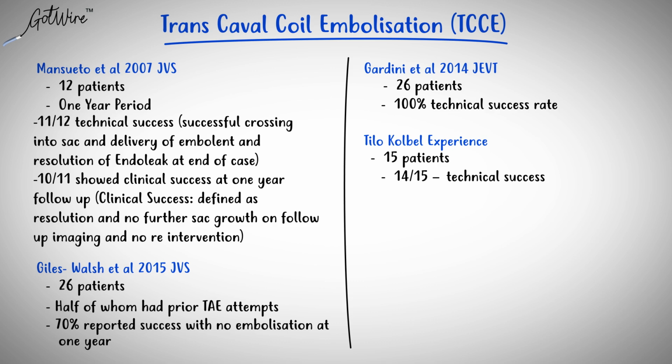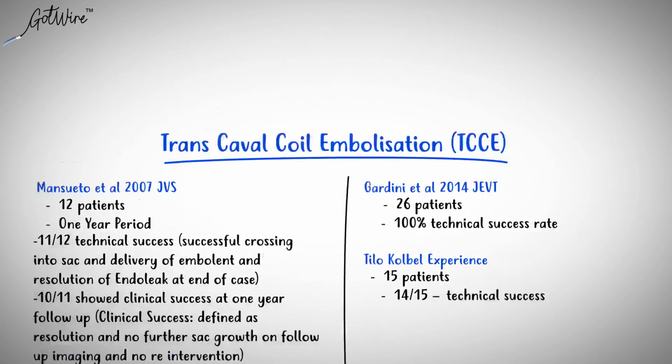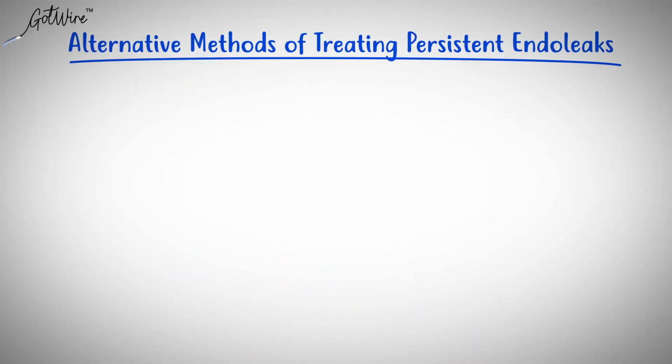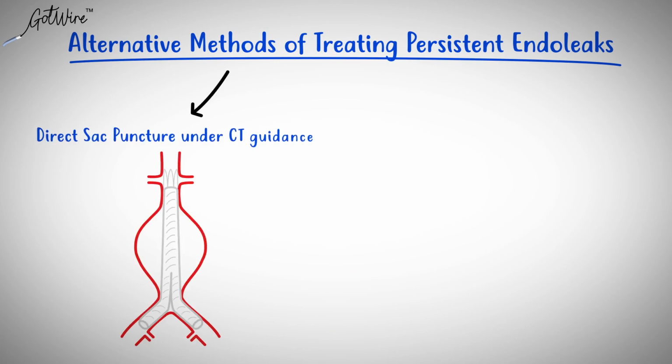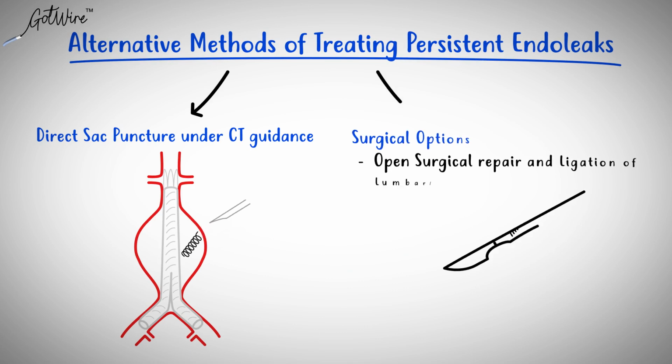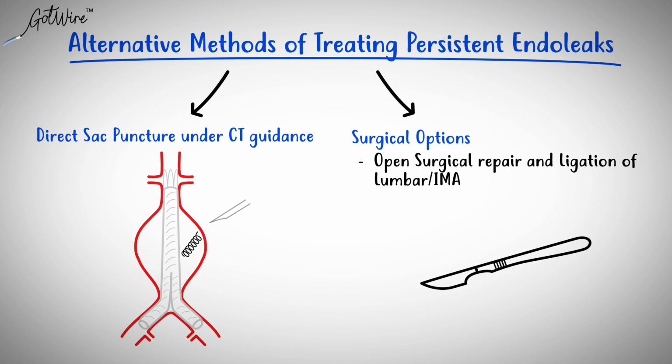Ultimately, this technique shows a mixed profile of results. However, it appears to be a viable alternative in patients who for whatever reason can't have the standard attempts at embolization. The alternative approaches to endovascular embolization of type 2 endoleaks include a direct sac puncture or translumbar approach, and of course, an open surgical option, which includes retroperitoneal laparoscopic ligation of sac branches or open surgical ligation and repair.